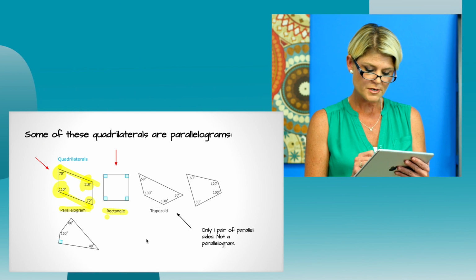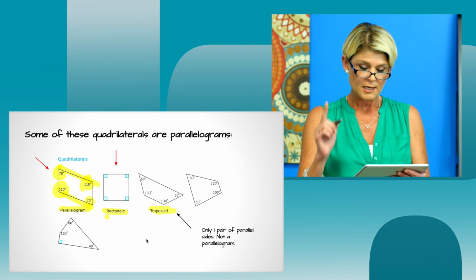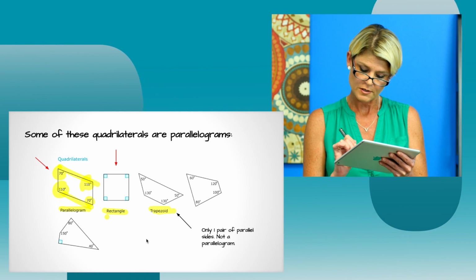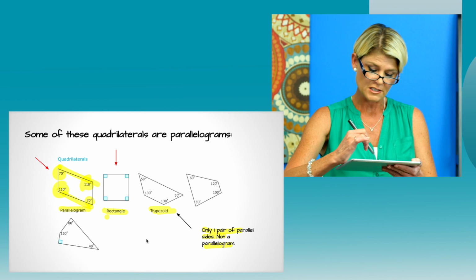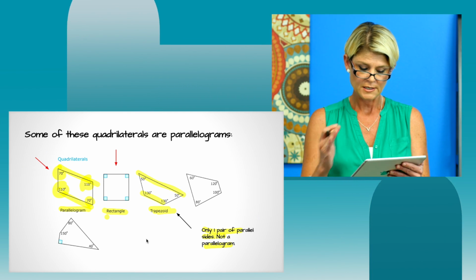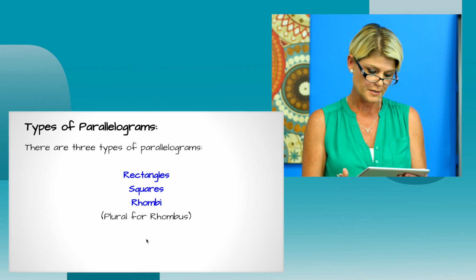Now, a trapezoid can be tricky. It kind of looks like a parallelogram, but it's not, because it only has one pair of parallel sides. And I put that little note there. It's technically not a parallelogram. See, it has one pair of parallel lines, but the other two are not parallel. So that is a trapezoid.